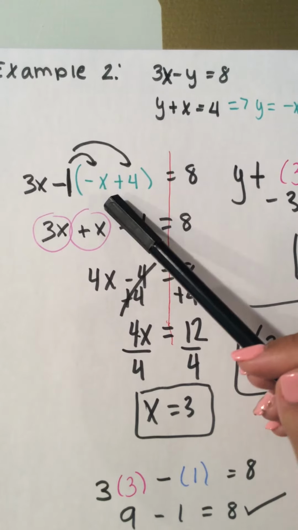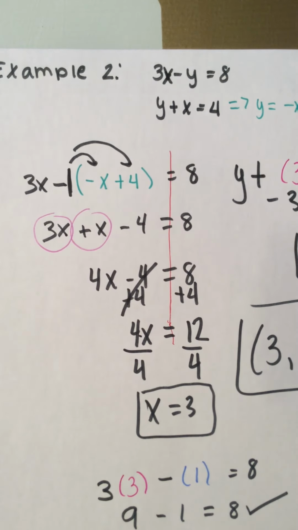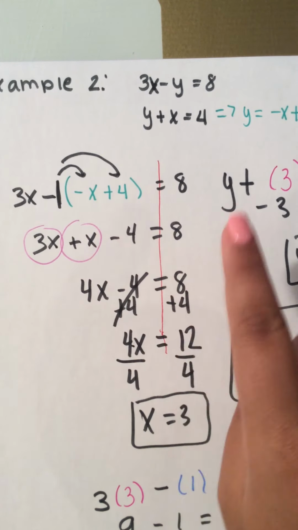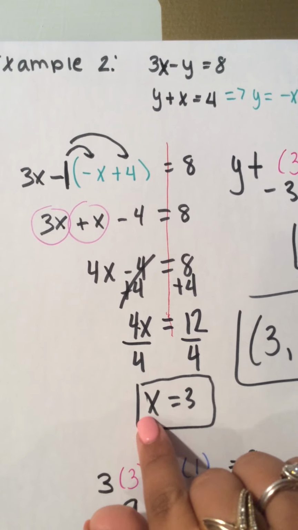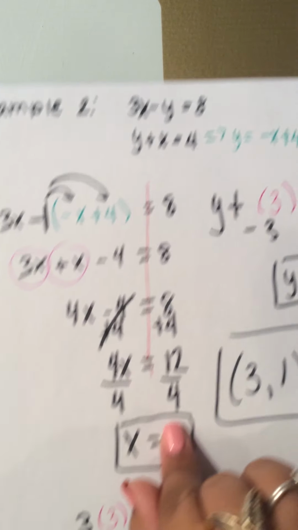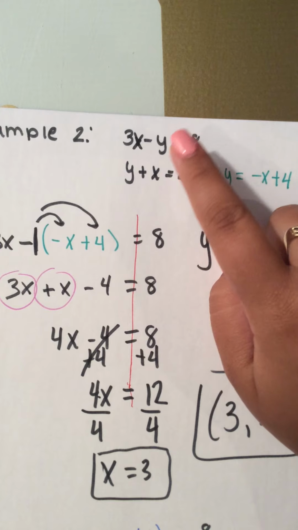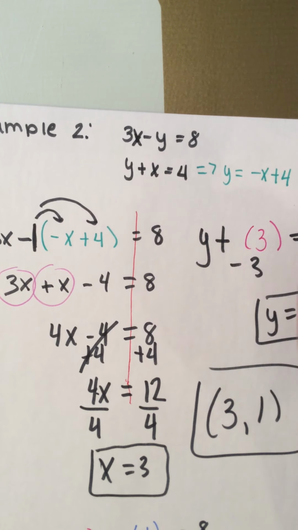Once you substitute it in, you're going to simplify, which means you're going to distribute. And then you're going to solve for whatever variable that you need to, the one that's only there. So in this case, we solve for x. You're going to solve it by solving an equation. You guys are great at that. We're going to get x equals 3. Then I'm going to go back up here and plug it into either one of these equations. It doesn't matter which one.